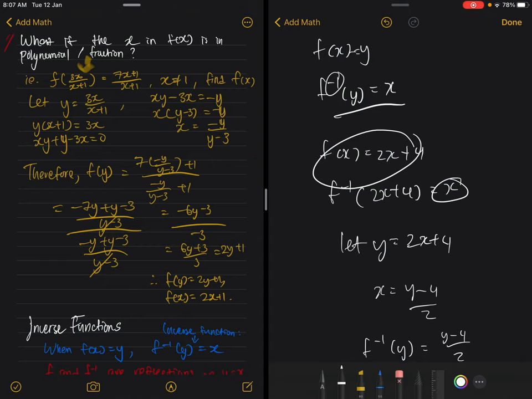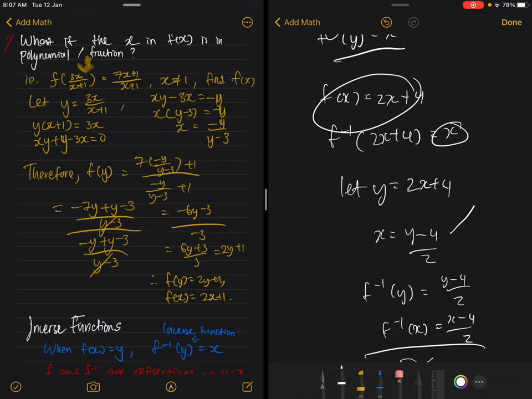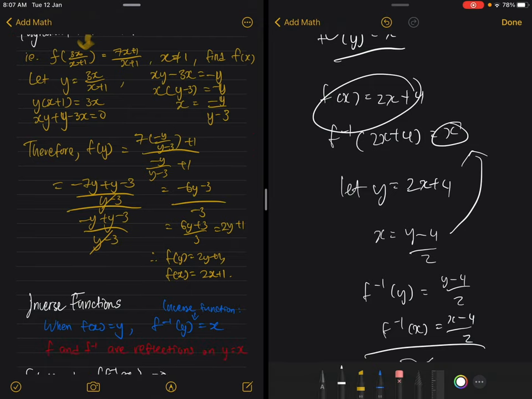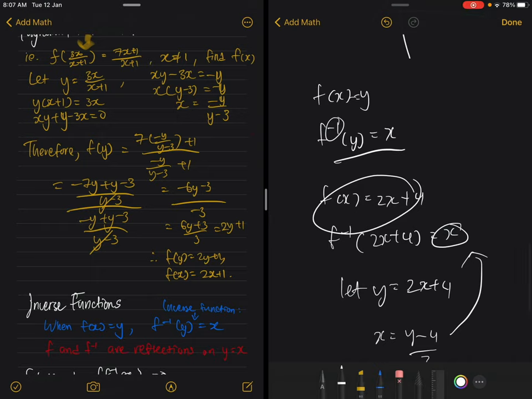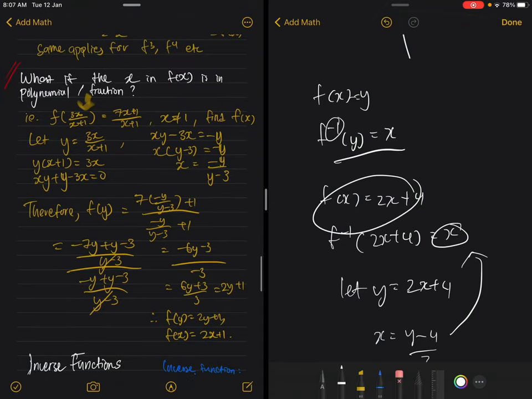So all you have to do is flip it, and then you turn this into y, and then you make it x, and because x already equals a value, you just have to sub it in directly. You don't have to change anything, unlike this one where you have to go through a long process. But as I said, normally, when you get higher and higher up in the form, the questions will get harder, and you will be asked to turn things like this into inverse functions.